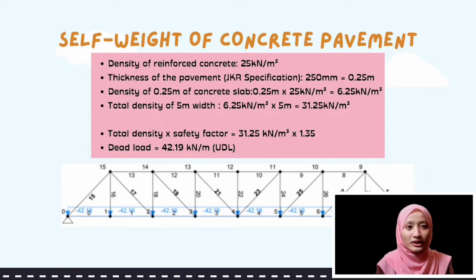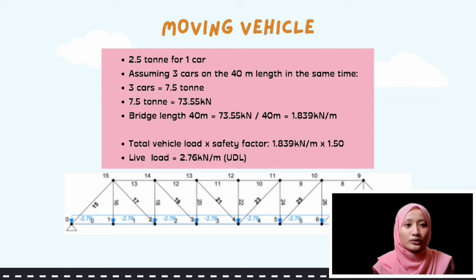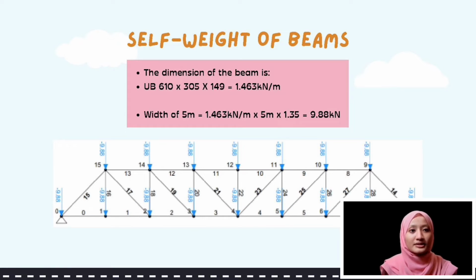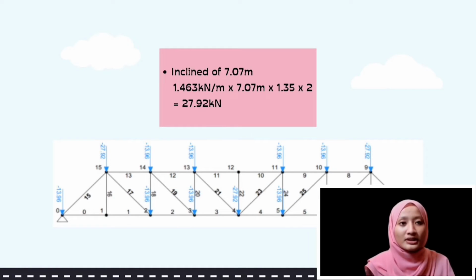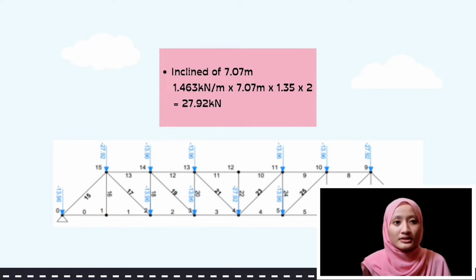Before we proceed to the calculation of internal forces, we need to convert the distributed load to the point load. There are a few steps. Firstly, the dead load, which is the self-weight of concrete pavement. All the information is using the JKR specification. Next, the live load, for example, 2.5 ton for each car that is moving. Lastly, the self-weight of the beam, which has a width of 5 meters, a height of 5 meters and a length of 5 meters, and the incline is 7.07 meters. This information is using the 610 multiply 305 multiply 149 beam dimension.